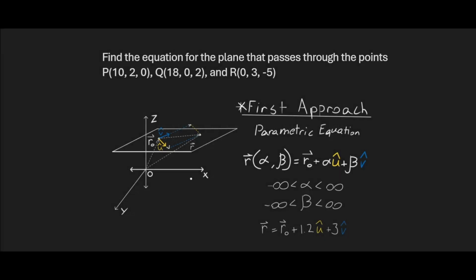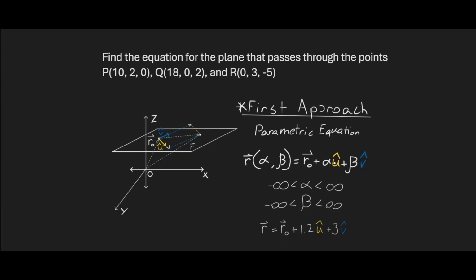Okay, so this question asks us to find the equation for a plane that passes through 3 points. There are two approaches to this problem. The first approach is a parametric equation which uses vectors. The equation has two parameters, alpha and beta, and the output of this equation is any point on the plane. So as alpha and beta change, we're moving on the plane.